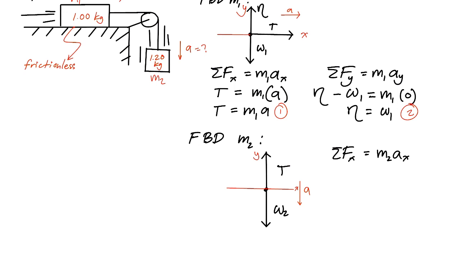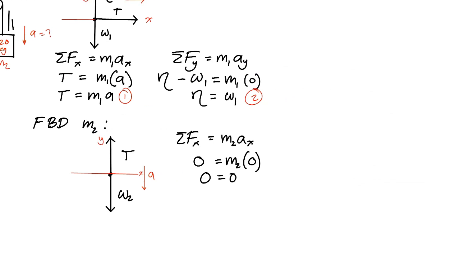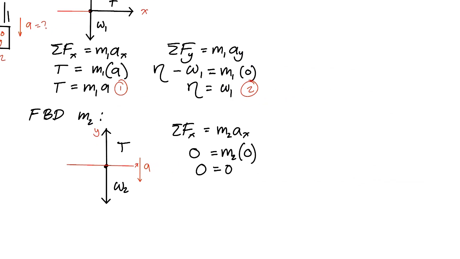There is no force along the x-axis. So this becomes 0. And then you have mass 2 times the x component of acceleration. Now, if you look at the acceleration, the acceleration is along the y-axis. It is not along the x-axis. So, actually, its x component is equal to 0, which is true. 0 is equal to 0. So, actually, we can't get any equation from the sum of forces along the x-axis.